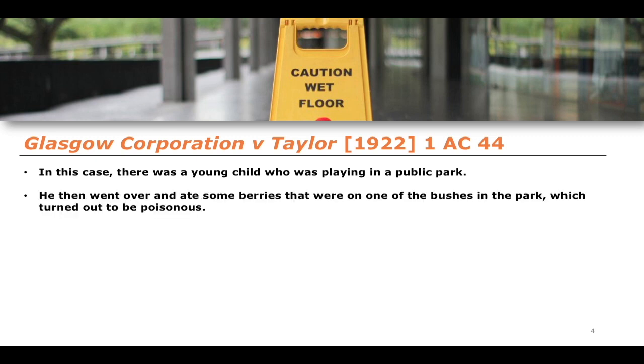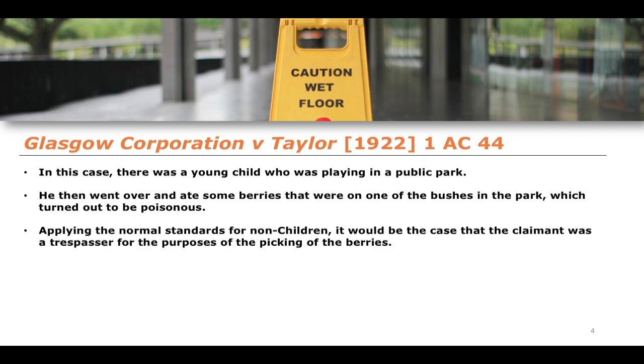He then went over and ate some of the berries that were on one of the bushes in the park, which turned out to be poisonous. Now, if we were to apply the normal standards for adults in the case of occupiers liability, the claimant would be a trespasser for the purposes of picking the berries. They didn't have express or implied permission to pick those berries, nor was there any reason for inviting them to do so in the first place. And so, for adults, this would be a situation of trespass.